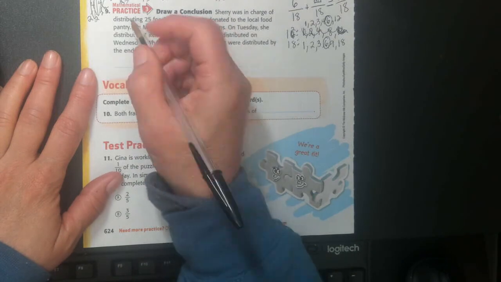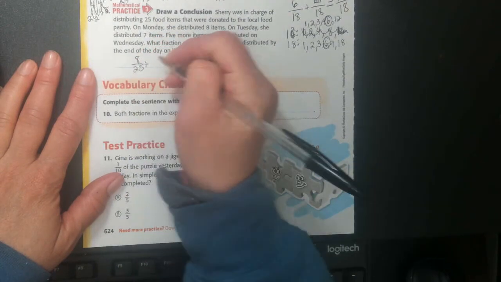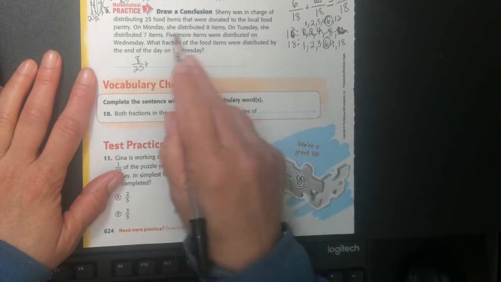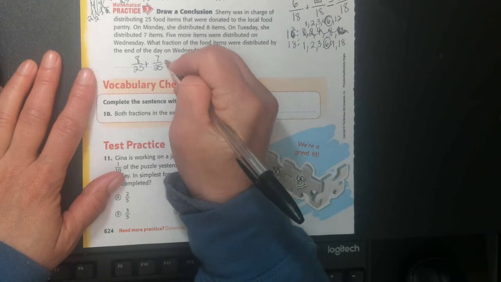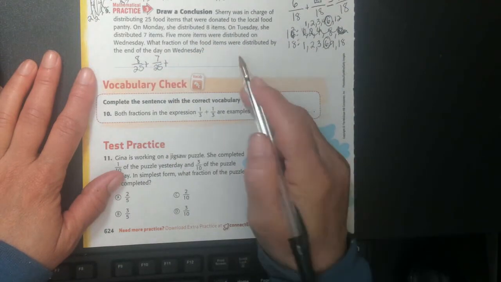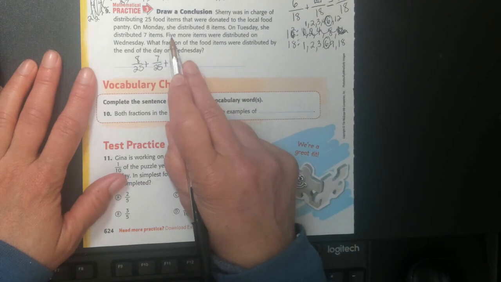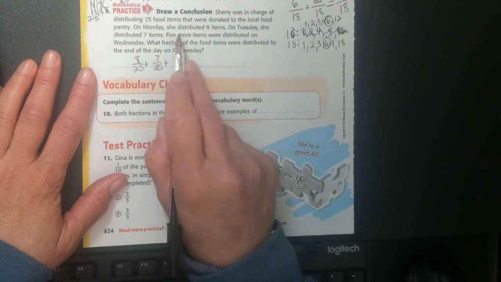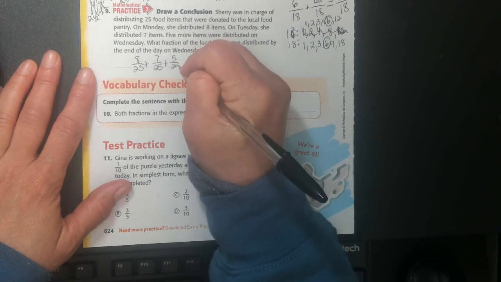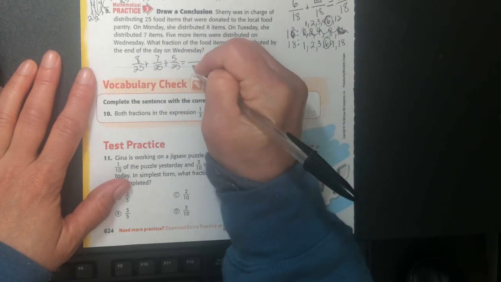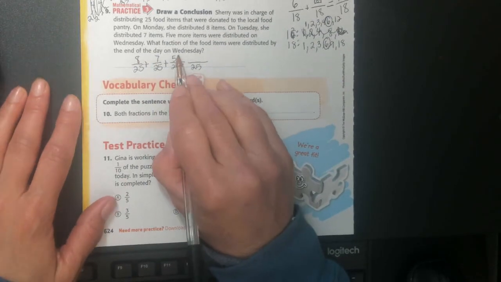So on Monday, 8/25 of the items were delivered. On Tuesday, 7 more, so 7 out of 25 of the items were delivered. On Wednesday, 5 more. They did try and trick you a little bit here, 5 is written out as a word. 5 out of 25 more equals something out of 25. So I'm just going to add my 8 plus 7 plus 5.